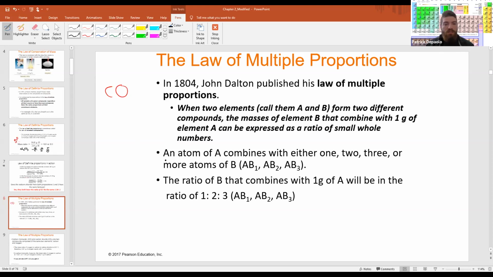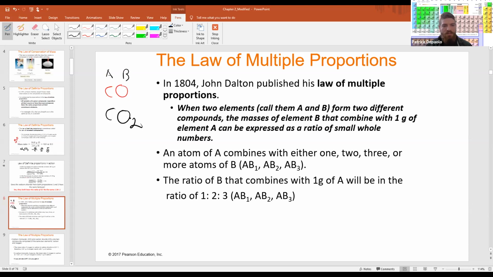Okay, so law of multiple proportions. You're going to have two elements that form different compounds. CO is a great example. You have CO and CO2, so carbon monoxide and carbon dioxide. What it's saying is that when the masses of element B combine with 1 gram of element A, let's say this is A and this is B, so how much oxygen per gram of carbon is reacting, they can be expressed in whole number ratios to each other.